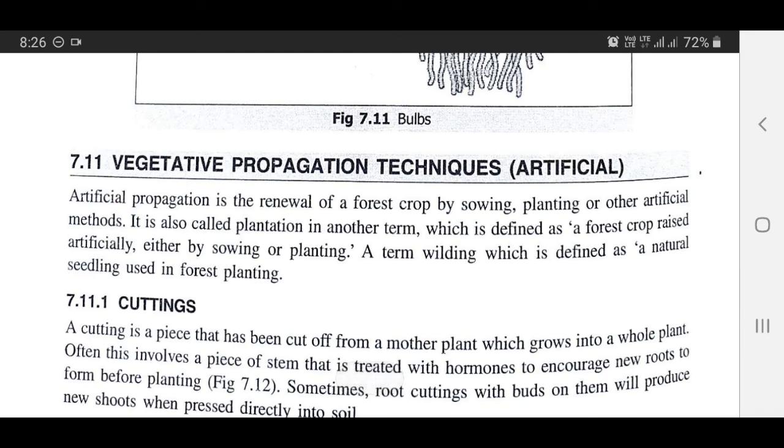Vegetative propagation techniques, artificial. Now we discuss artificial vegetative techniques. Artificial propagation is the renewal of a forest crop by sowing, planting, or other artificial methods. It is also called plantation in another term, which is defined as a forest crop raised artificially either by sowing or planting. A term, wilding, is defined as a natural seedling used in forest planting.